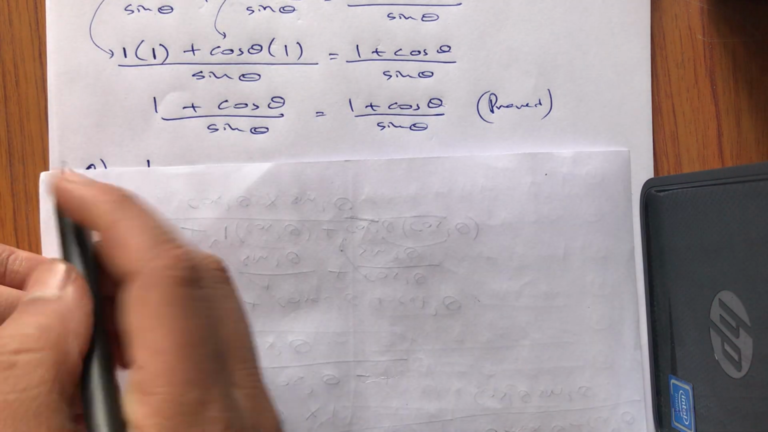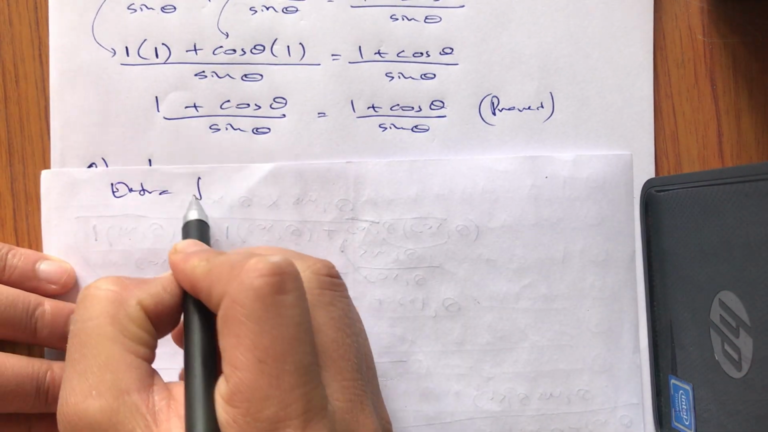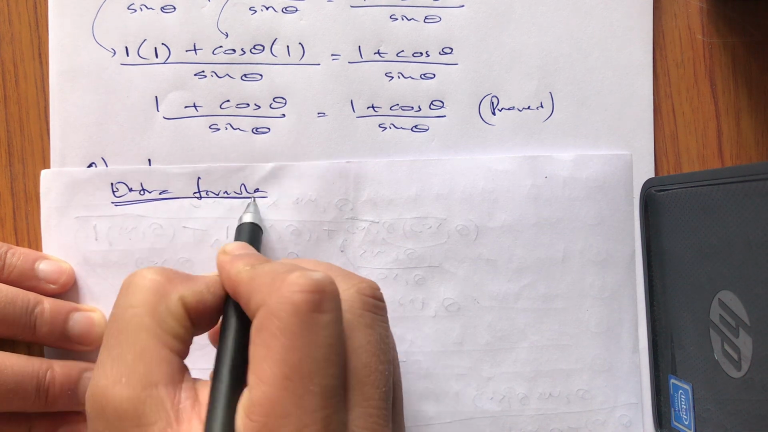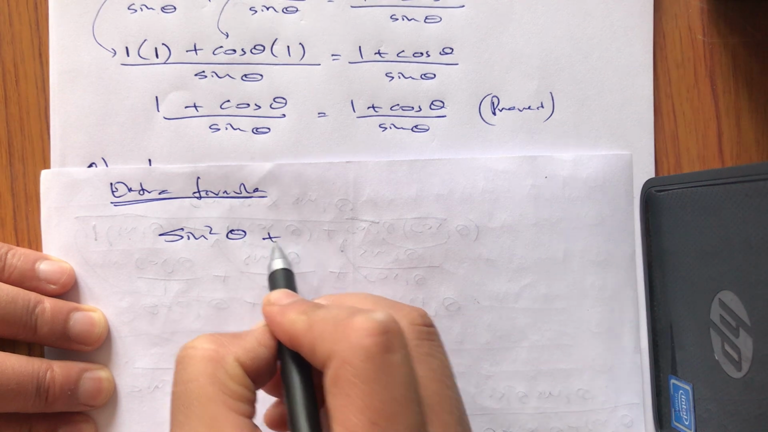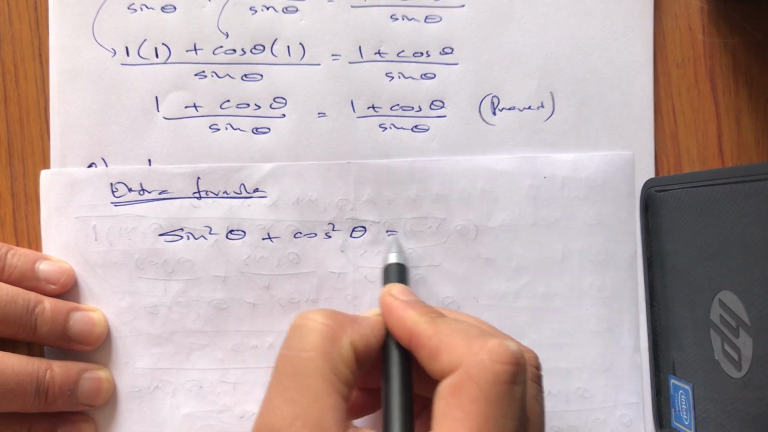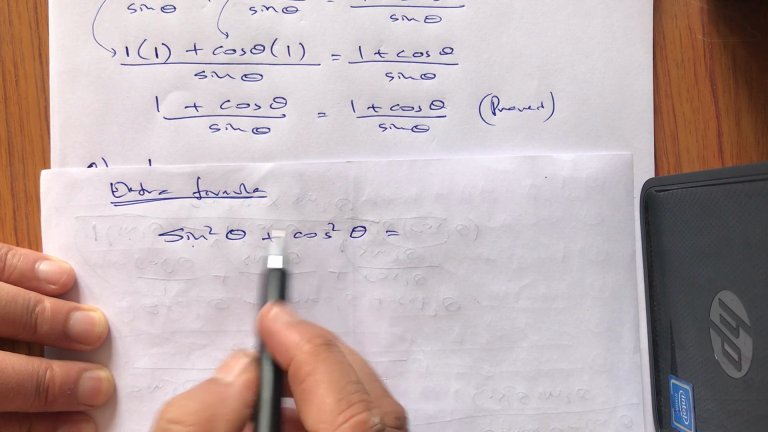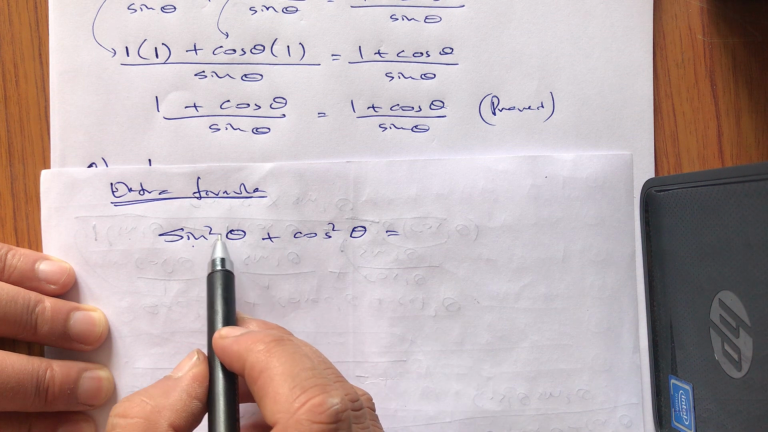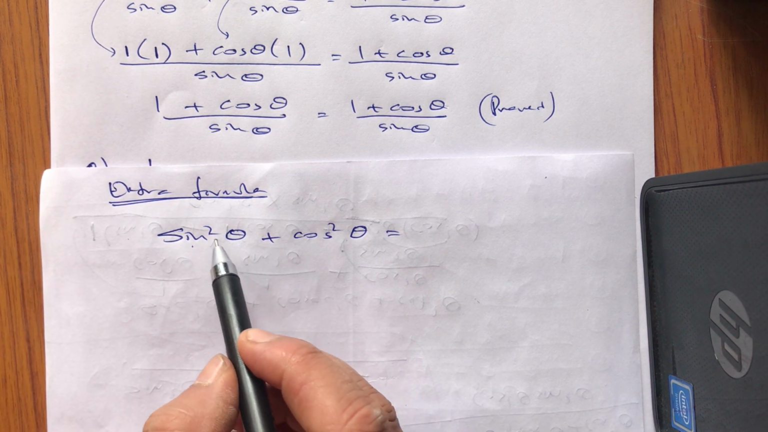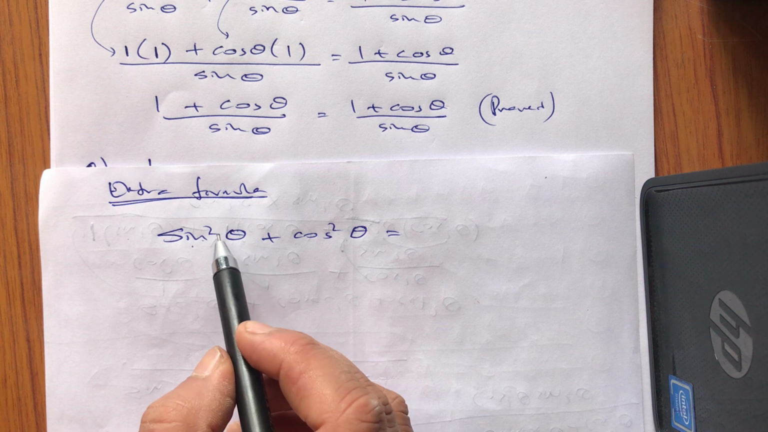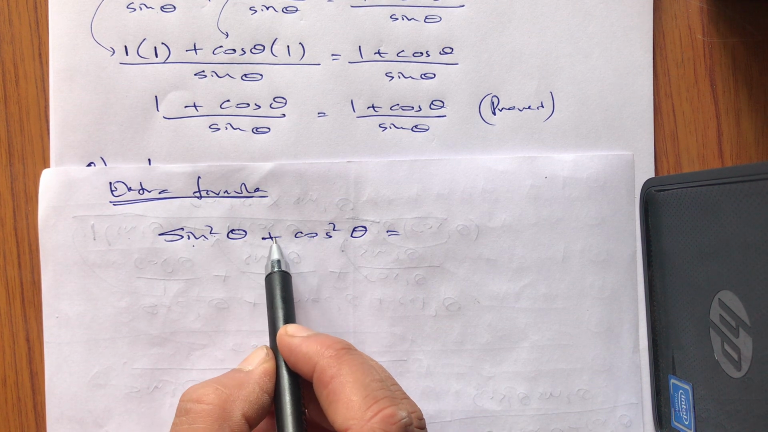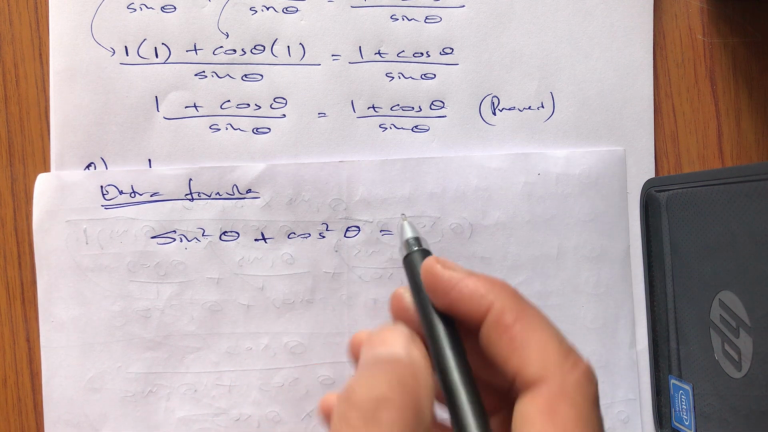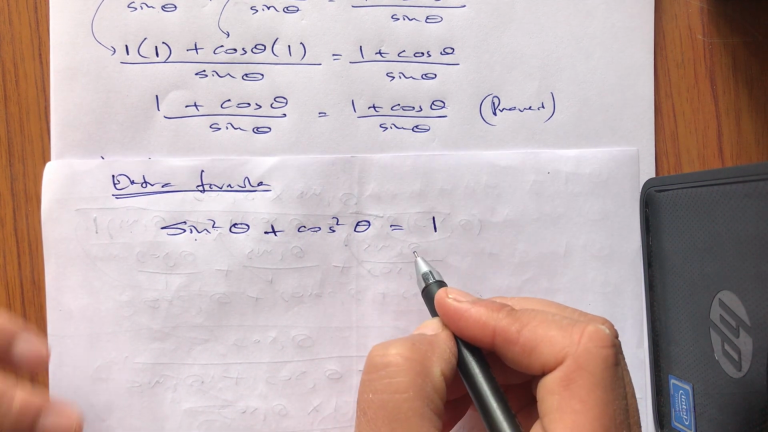Okay, so there is one extra formula that you need to remember, and that formula is sine square theta, it could be an A also, plus cos square theta. If I have both sine and cos, the condition is both have to be a square. You cannot have sine theta plus cos theta. You cannot have sine cubed and cos cubed. You need to have both square, and in between you need to have a plus. If I have this, then the answer is always equal to 1.